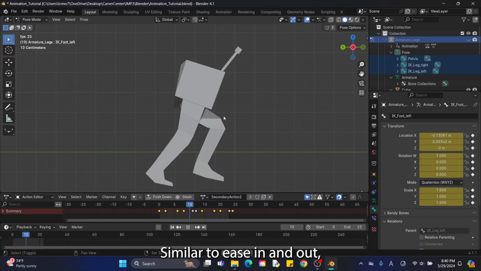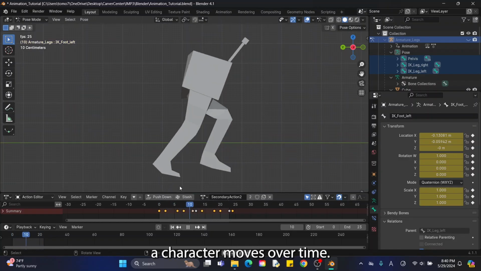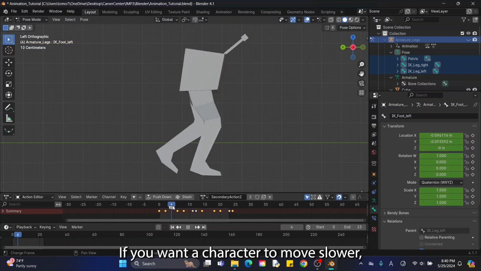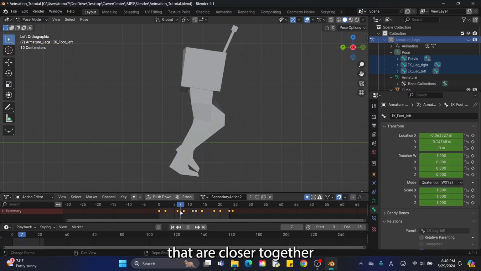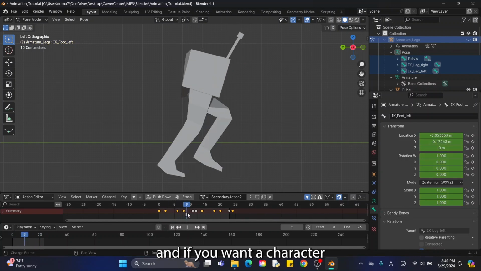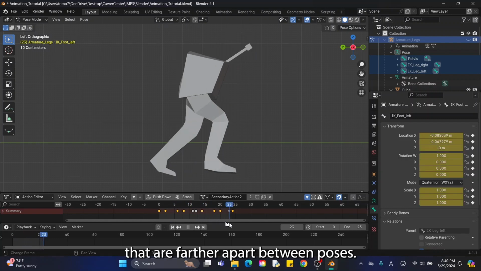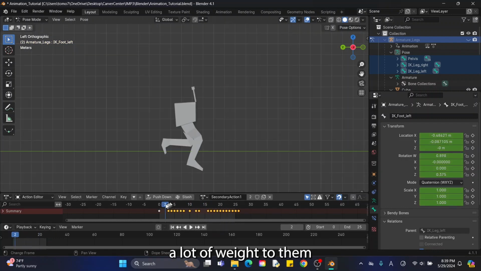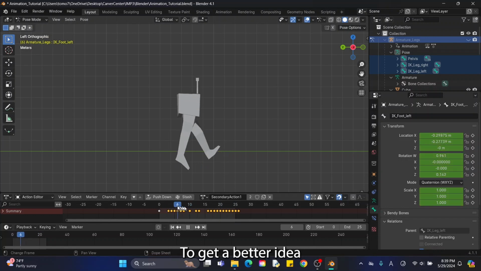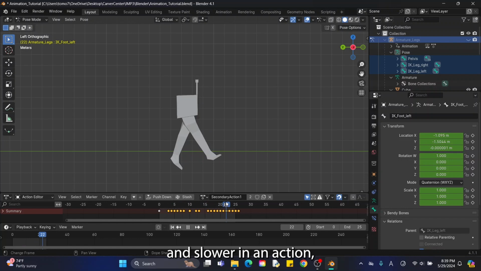Third principle, timing. Similar to ease in and out, timing is how much a character moves over time. If you want a character to move slower, you put more frames that are closer together between the two poses, and if you want a character to move faster, you put less frames that are farther apart between poses. Heavy movements that are meant to have a lot of weight to them tend to move slower, and lighter movements are fast.